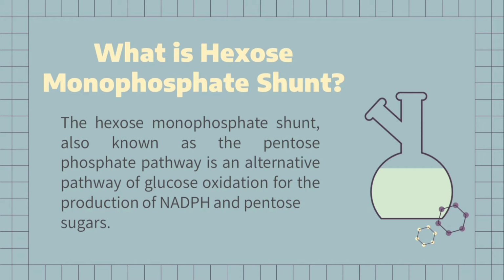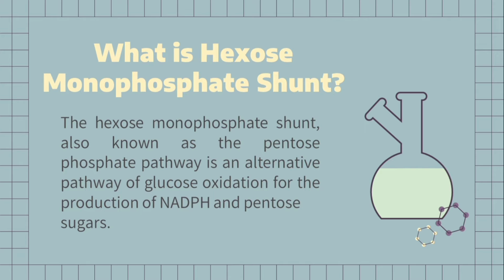What is hexose monophosphate shunt? The hexose monophosphate shunt, also known as the pentose phosphate pathway, is an alternative pathway of glucose oxidation for the production of NADPH and pentose sugars. So, this hexose monophosphate shunt is a metabolic pathway parallel to glycolysis and the TCA cycle, also known as the Krebs cycle, in the oxidation of glucose. It generates NADPH and pentoses as well as ribose 5-phosphate, a precursor for the synthesis of nucleotides.